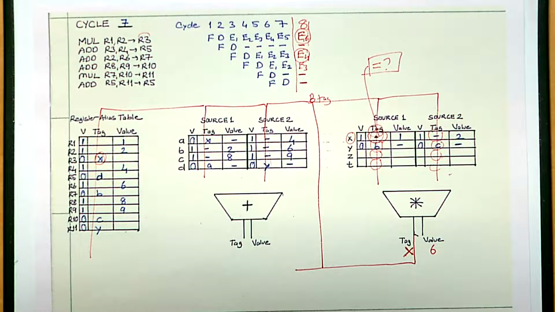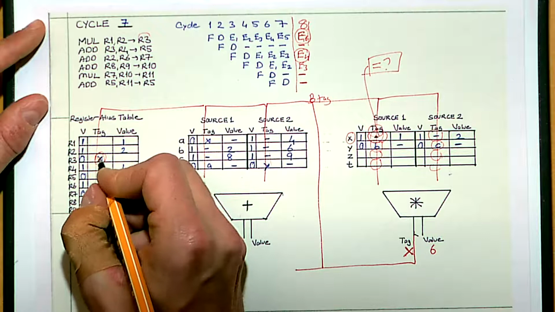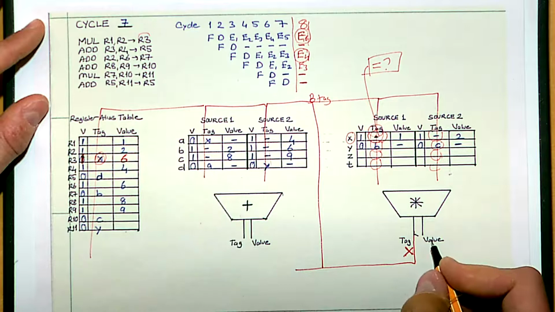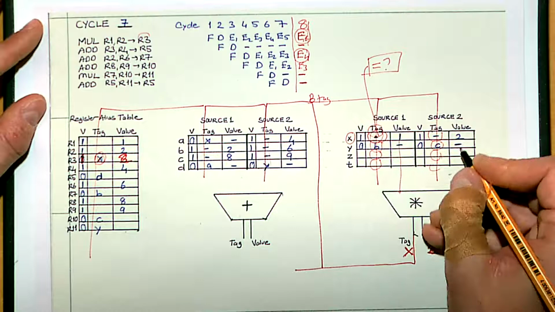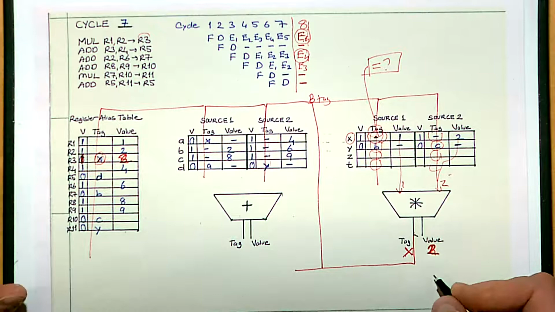But basically, it's matched here. Now we make the register valid, and the value becomes 2, because it's a multiply. Why do I think 6? Okay, let's roll back. The two sources are 1 and 2. You multiply 1 and 2, you get 2. Unless you have a fault, you get 6. But in this case, we get 2.